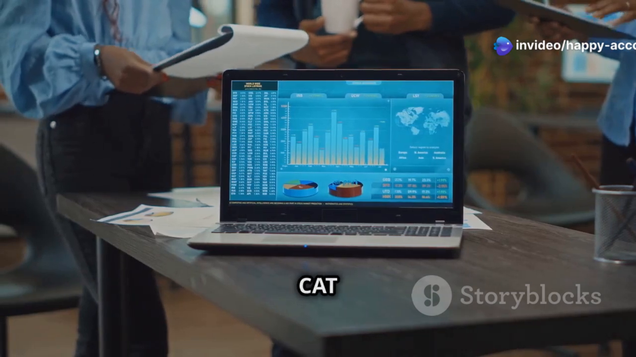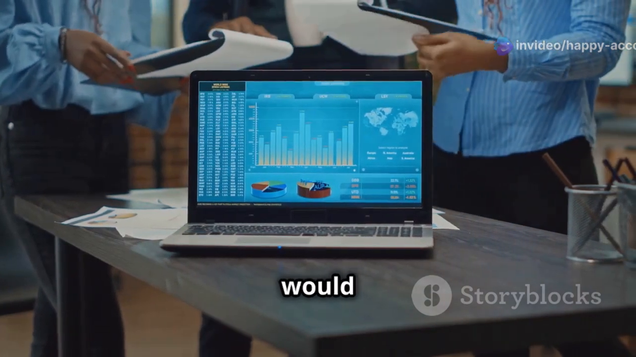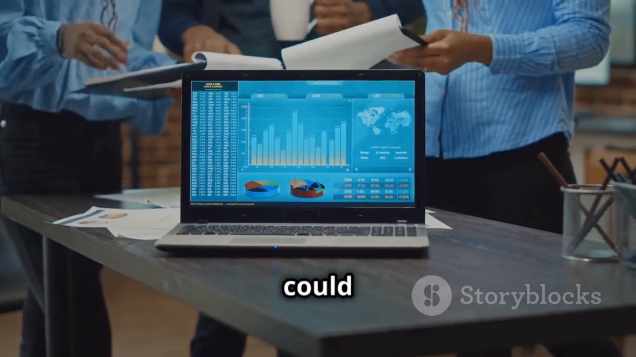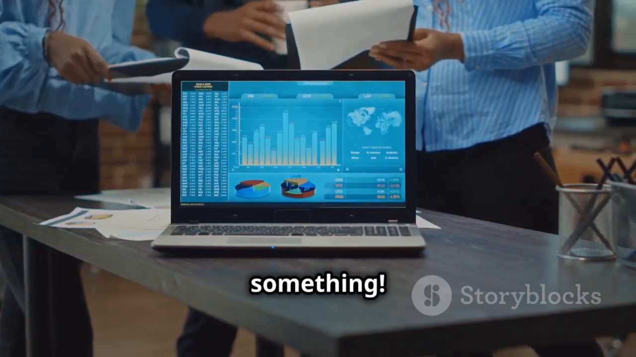Today we're talking about the CAT ratio, and no, it's not about ranking cat videos, though that would be awesome. Imagine if we could combine our love for cats with financial metrics. Now that would be something.